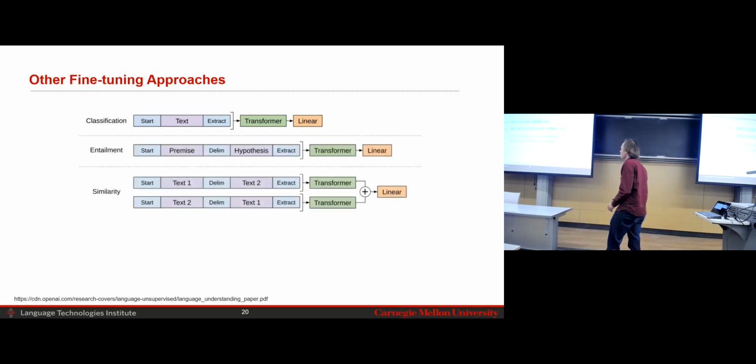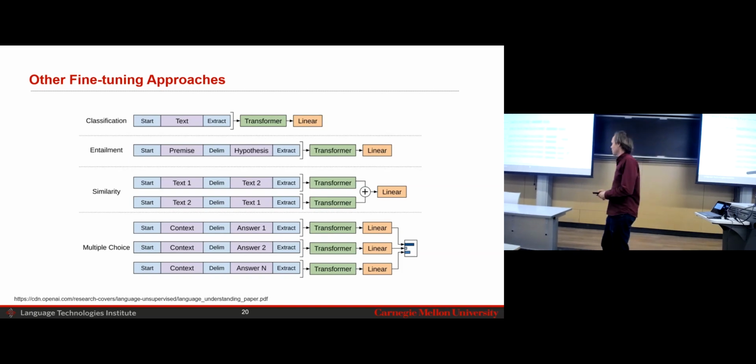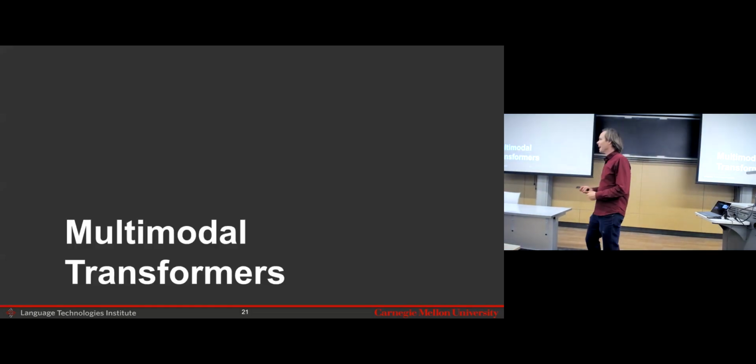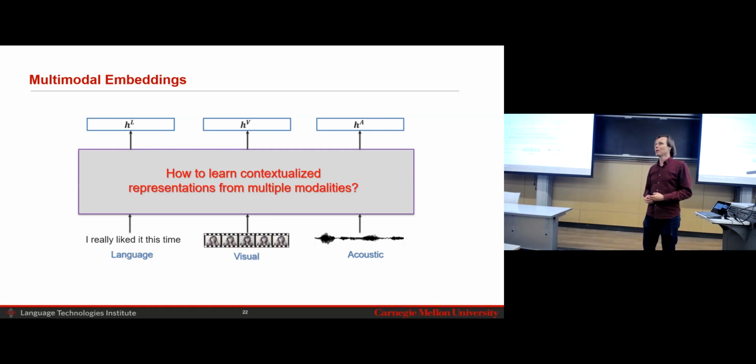Okay, so I'm just plotting this in a more compact way. But then you can do similarity, so you can encode start text 1 and text 2 and see the two sentences. And the last one is very similar to the extractive one, which is multiple choice: you have a context and then answer 1 question, answer 2 question, answer 3. So you can change a lot of these from the same transformer. But this is a unimodal transformer. What we're really going to study is the multimodal version of it. So how do you take a transformer and make it multimodal? What's the simplest way to do it?